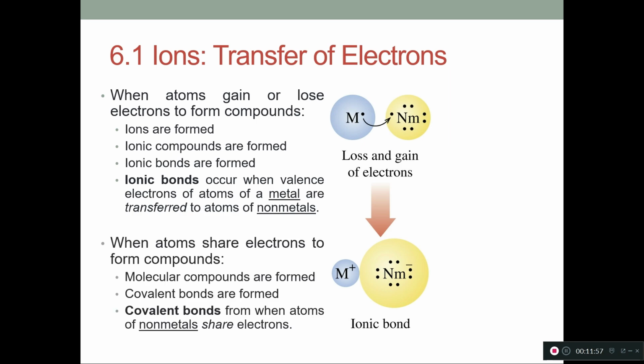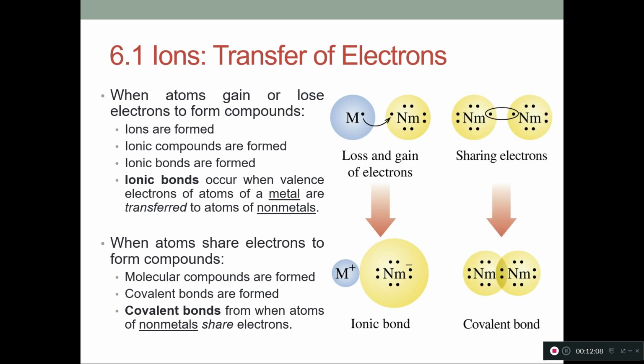When atoms share electrons to form compounds, then they form what are called molecular compounds, which we'll talk about in a future video. And these are called covalent bonds. And covalent bonds form when atoms of nonmetals share electrons. So we see now this one has this one unpaired electron, this has this other one unpaired electron. Those will then get shared with each other, so both of them now have their full octet. So we see this nonmetal on the left has 2, 4, 6, 8. This nonmetal on the right has 2, 4, 6, 8. So again, they're always trying to get to that 8 electrons in their outermost shell. That is the octet rule.